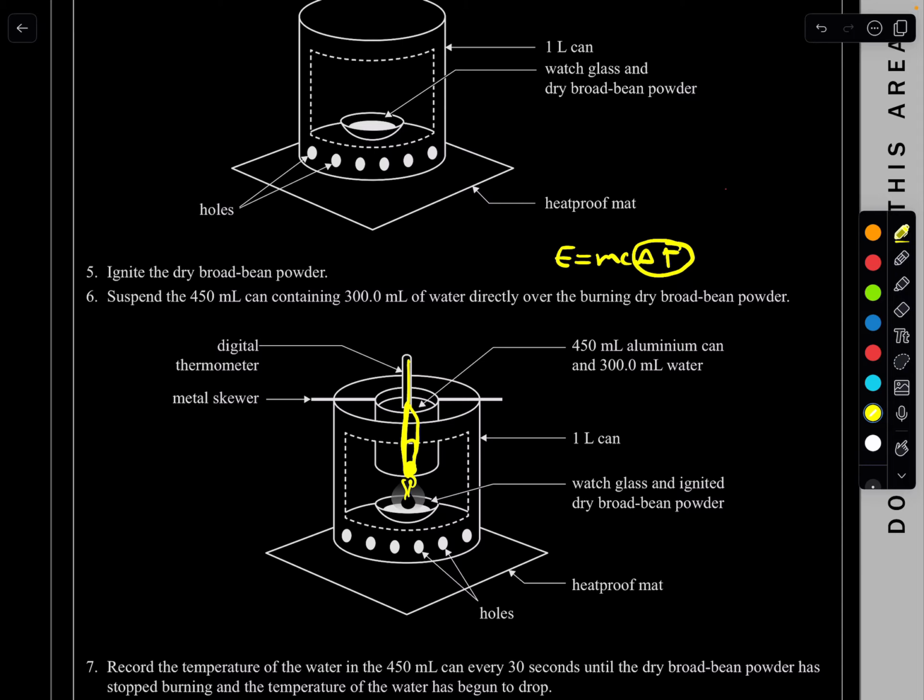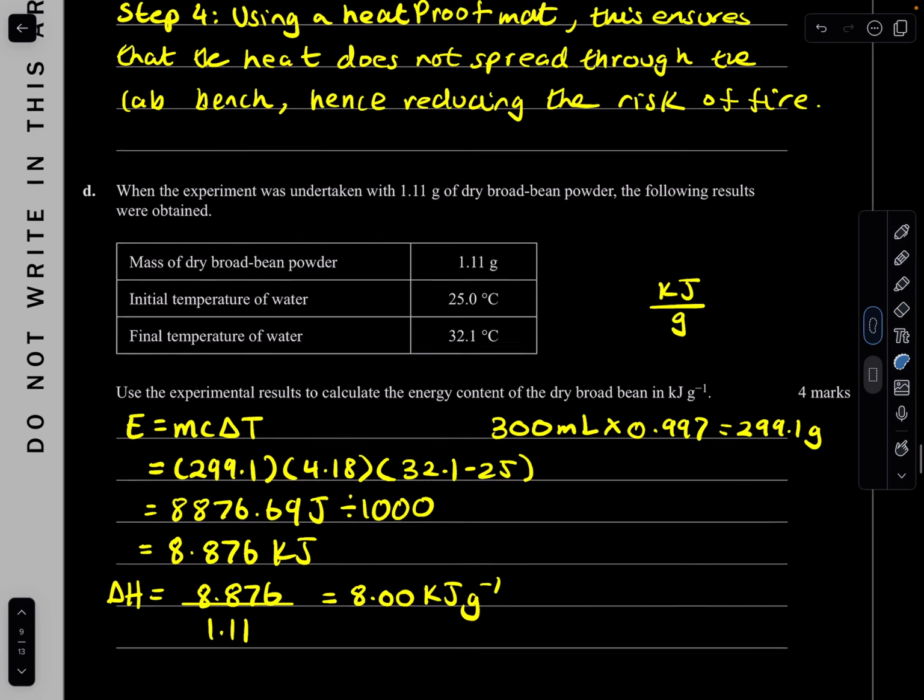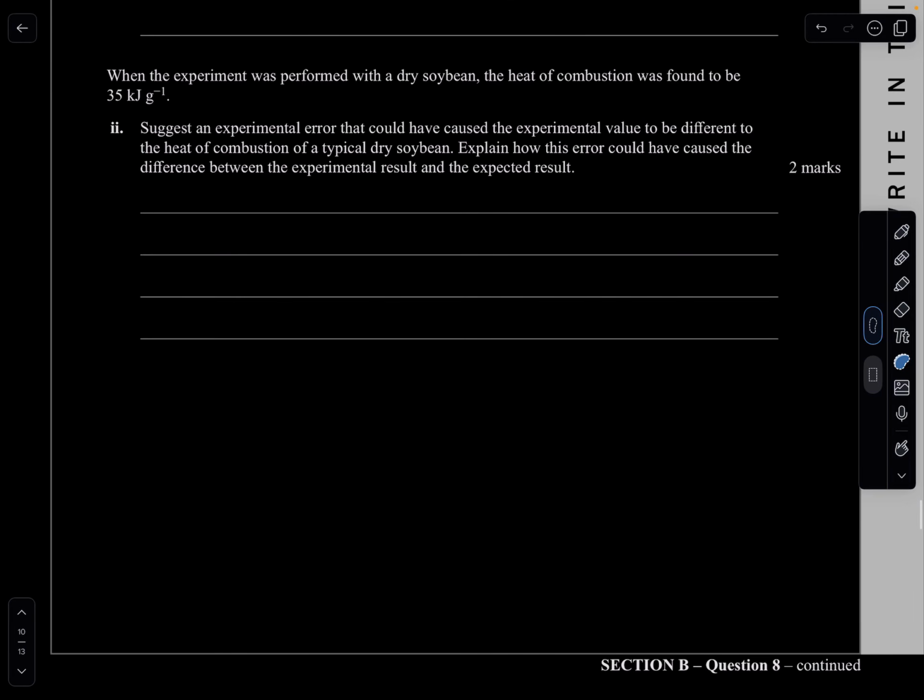We'll say that. So basically you could have had the thermometer touching the bottom, and it wasn't stirred. So at the bottom of the can, which is a big problem, that will overestimate it. Let's write that down, for 2 marks.